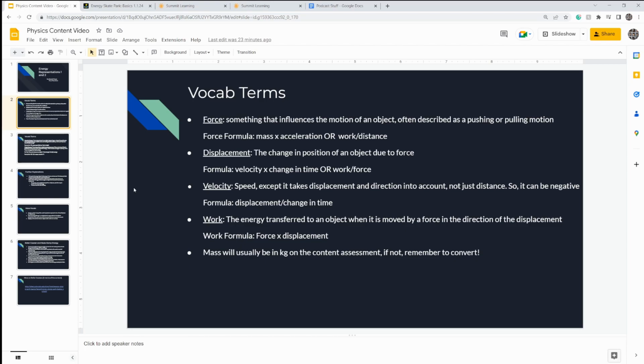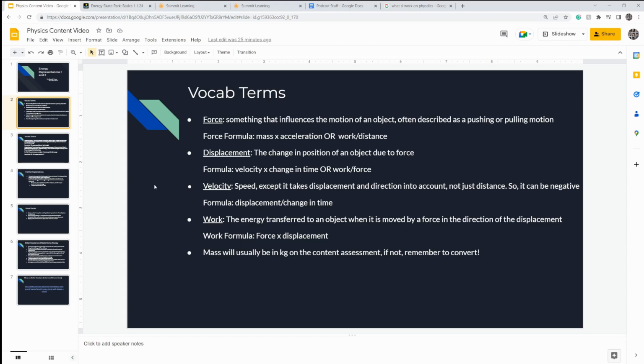All right, and then we have work, the energy transferred into an object when it's moved by force in the direction of the displacement. Before we go through the last vocab term, work, I just want to mention really quick that when we talk about mass, it's usually going to be in kg on the content assessment. But if not, remember to convert. But that shouldn't be a problem. But when you're doing problems outside of the content, you're often going to want to convert to kg if it's in a different unit.